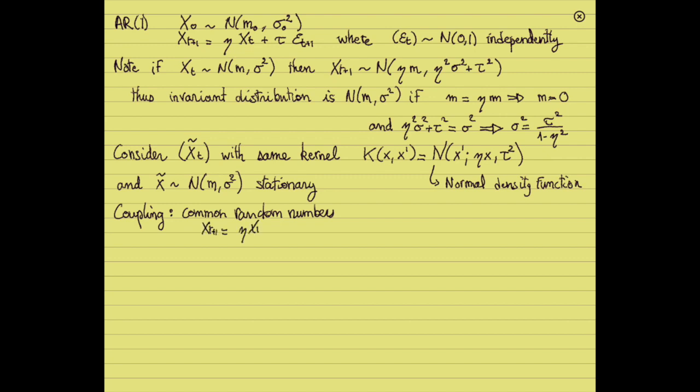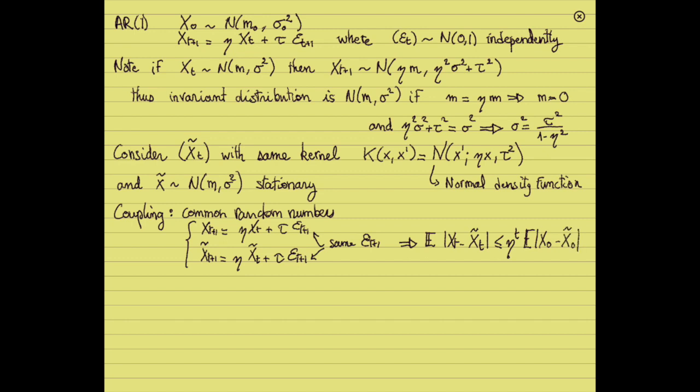So a very simple approach for geometric ergodicity here consists in using contractions. And so, in fact, simply using common random numbers, we can write the evolution of two chains when provided with the same epsilons. So we use the same epsilon_{t+1} at time t+1 to generate both X_{t+1} and X tilde_{t+1}. And by induction, we can compute that the expected distance between two chains using this common random numbers coupling is less than eta to the t times the expected distance at time 0.